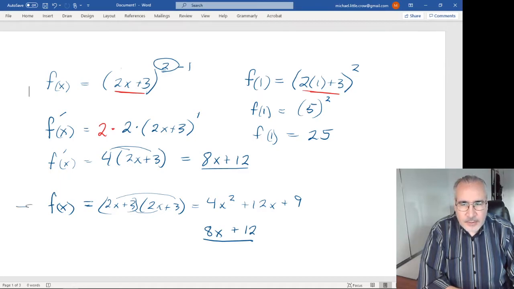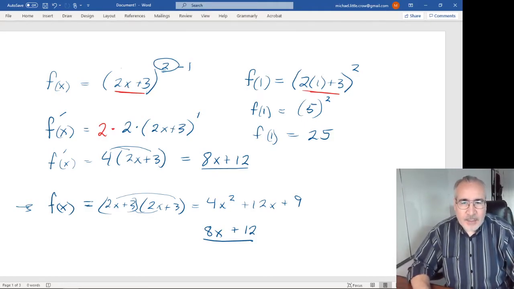So why don't we just always do this? Well, what if we have a larger power than 2? What if it's 3 or 5 or 100? We certainly don't want to try to multiply this out every time, because while it can be done with a binomial, there's a theorem for doing it, it's tedious, and we end up with a lot of terms when this process of taking the derivative of the inside times the derivative of the outside.